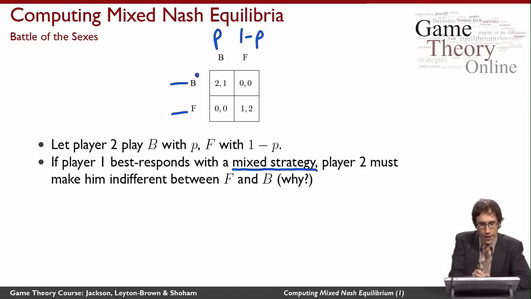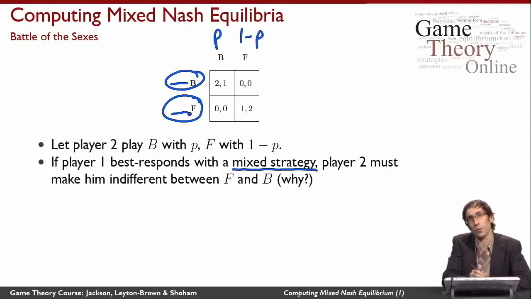which means some of the time he's playing B, and some of the time he's playing F, right? Because these are both in the support, they both get played with non-zero probability. And if this is an equilibrium, then this is a best response that player 1 is playing. Well, if player 1 can play B some of the time and F some of the time and be playing a best response, he must be indifferent between playing B and F.